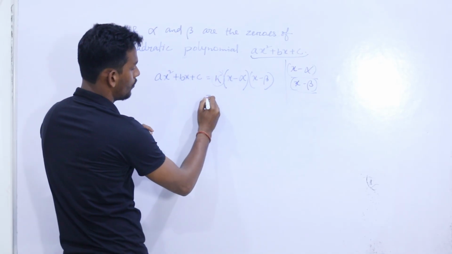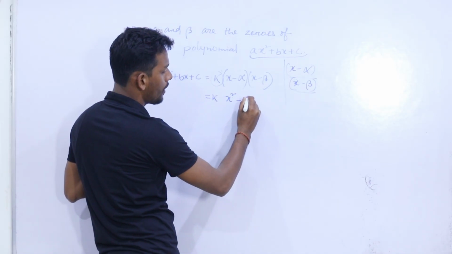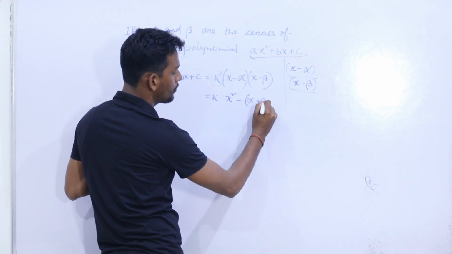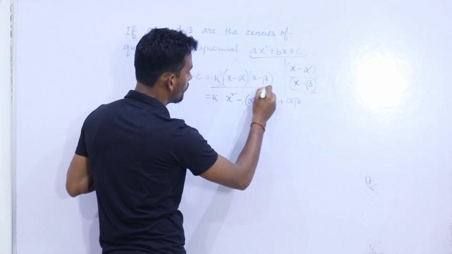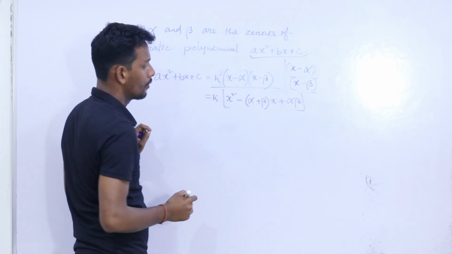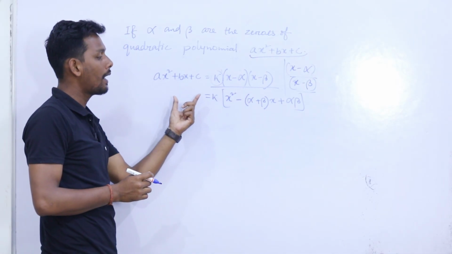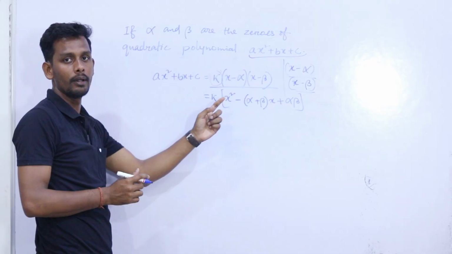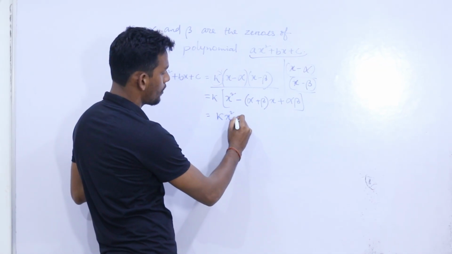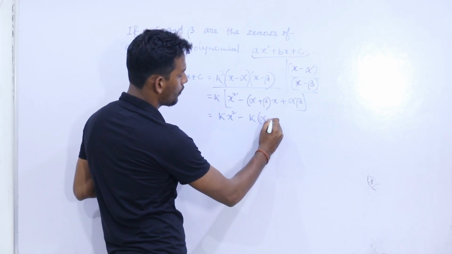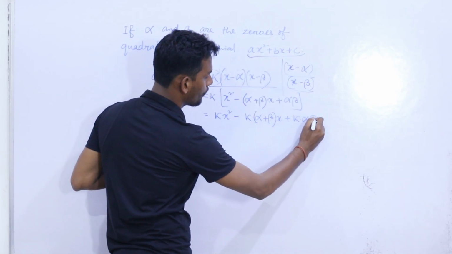Now simplify this: k times x square minus alpha plus beta whole times x plus alpha into beta. If you multiply, you will get this result. Now you can compare the coefficients. So what is the variable? You can simplify this also: kx square minus k times alpha plus beta into x plus k alpha beta.